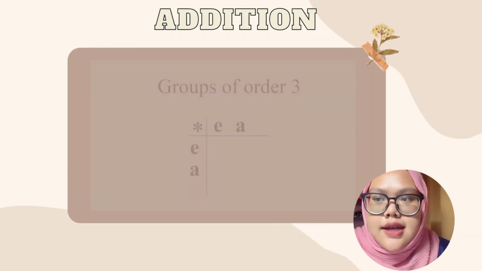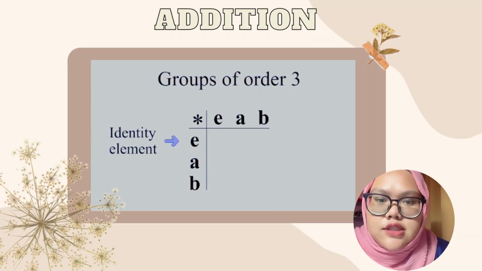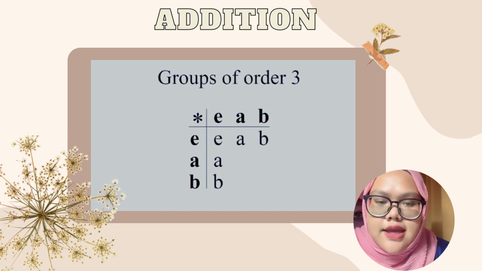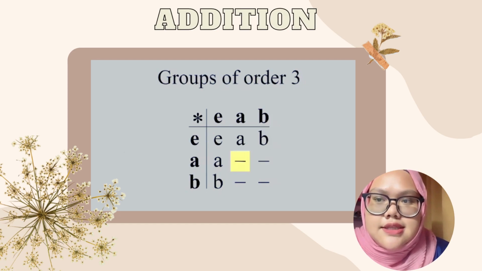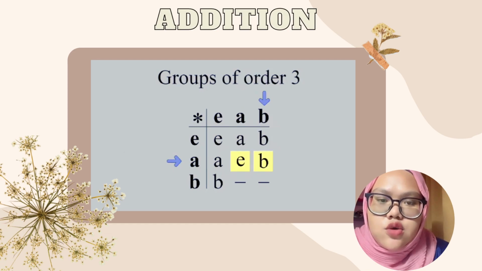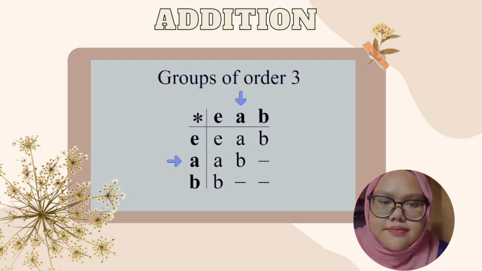Okay, now let's find all groups of order 3. We call the 3 elements e, a, and b, where e is the identity element. Because e is the identity element, we can quickly fill in the first row and first column. This leaves 4 empty squares in our Cayley table. So let's try to riddle out what goes in these squares.